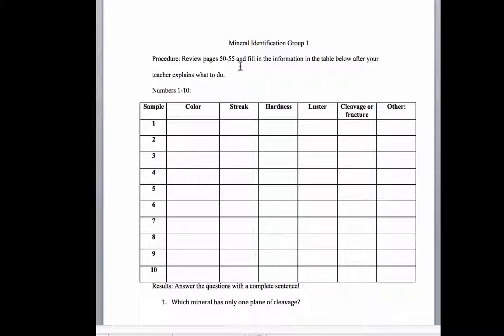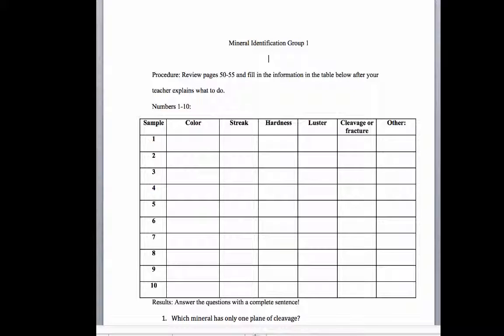The first thing that we need to do is put this lab, Mineral Identification Group 1, into our table of contents. So please take out your lab notebook and turn to the table of contents. You're going to put the title of the lab, which will be Mineral Identification Group 1, into your table of contents. When you finish that, you're going to turn to your next open page and title your page Mineral Identification Group 1. This is going to be a super short lab write-up today.